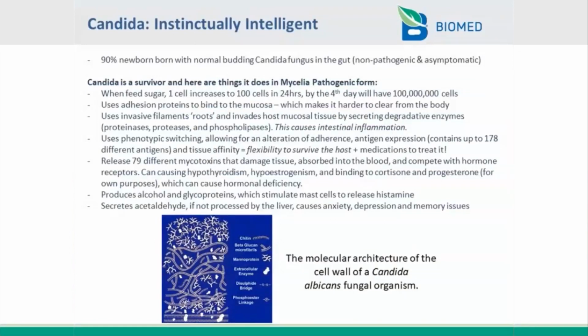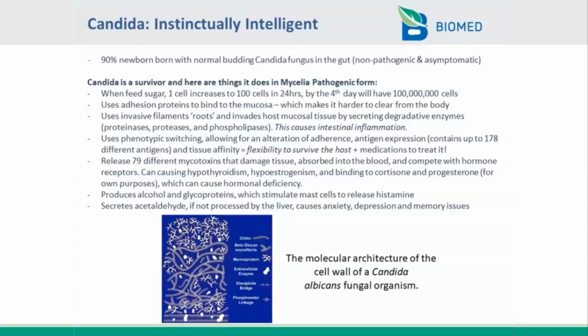However, when things start to change and Candida moves into this mycelial pathogenic form, then it does what it can to actually survive. And so these are some of the things it does. When it's in its mycelial form, when it's fed sugar, one cell increases to 100 in 24 hours. And then by the fourth day, you have 100 million Candida mycelial forms within the body or cells. So it multiplies rapidly. And how can you expect to kill all of that off with herbals and other things? When you start to think about it, it becomes almost impossible.